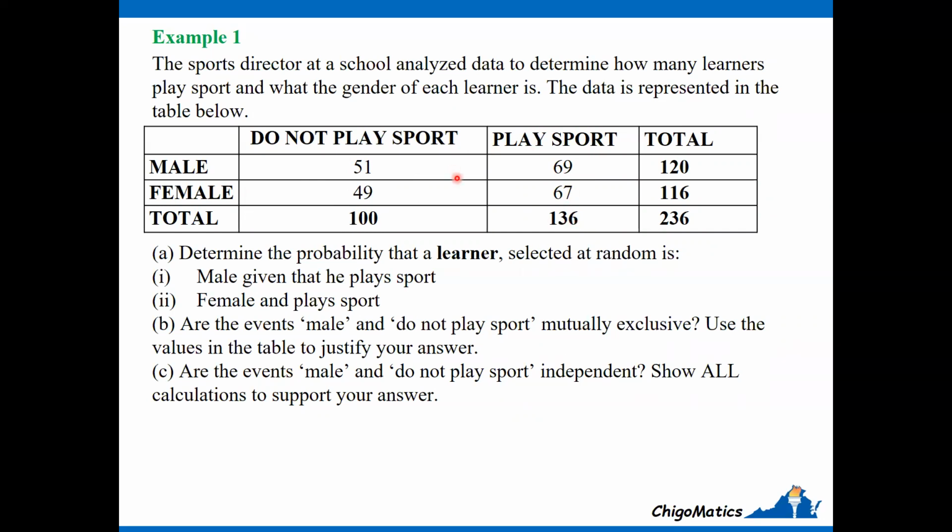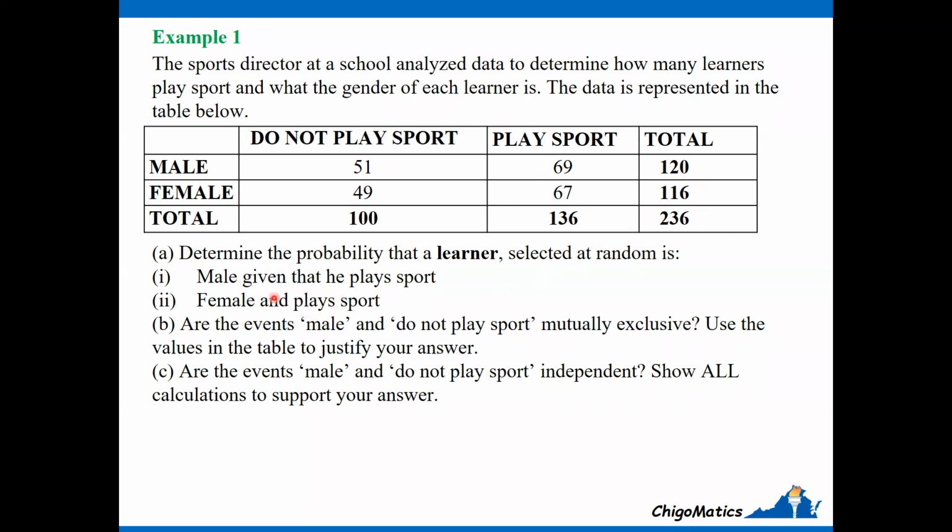But now, if you want to know how many students are in the school, you could add the number of male and female. That should give you 236. Or you should add the number of those who play sport, that is 136, and those who do not play sport. Still, you get 236. This is important because some of this information, say, how many students are in the school, won't be given. But from the table, understanding the table, you can actually find those numbers.